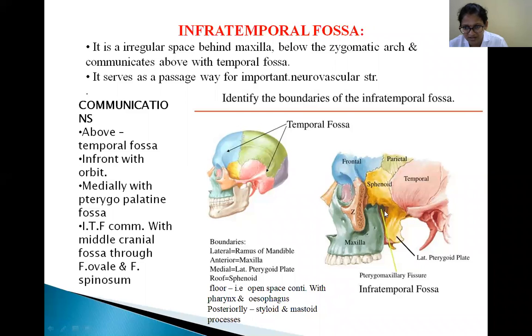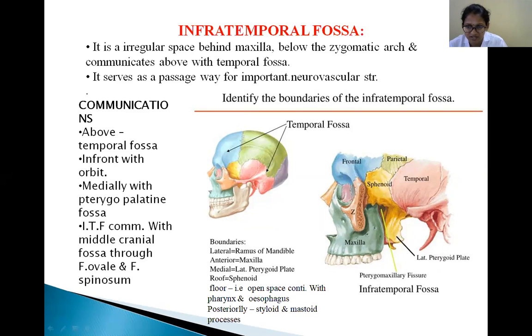The main contents of the infratemporal fossa are the lateral pterygoid muscle, the medial pterygoid muscle, and the lower part of the temporalis. The upper temporalis you have seen in the temporal fossa, whereas its insertion is into the coronoid process and neck of the mandible. The lower part of the temporalis muscle is also one of the contents of the infratemporal fossa. Along with the three muscles, we see the mandibular nerve and its branches, and the maxillary artery and its branches. Those are the contents of the infratemporal fossa.